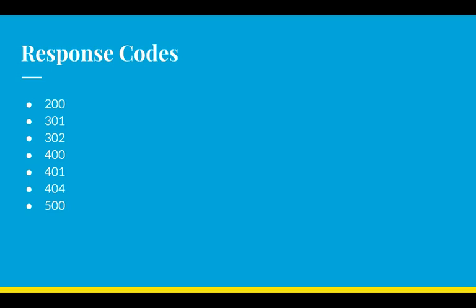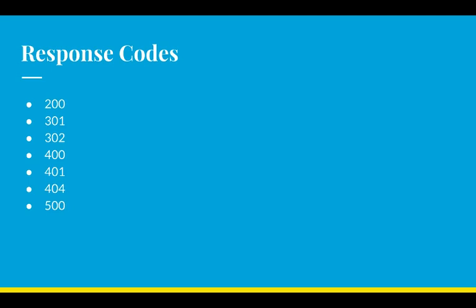Now, there are also response codes. So when you send your GET or your POST request to a web server, that web server is going to respond to you, and that response is going to include a response code. The response codes are grouped into four groups: the 200 response codes, the 300 response codes, the 400 response codes, and the 500 response codes. That is, from 200 to 299 are the 200 response codes, and so on for the other ones.